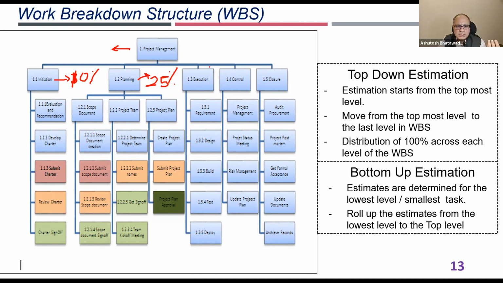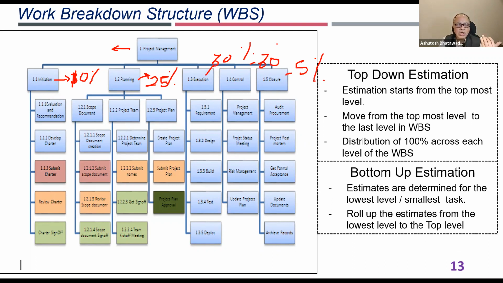And maybe 30% for, let us say, the design part of it, right? Something like that, you do it, and then maybe 30% for implementation, and 5% for what we call the final closure of the project. So you stack it down using a top-down estimation technique. So that is what is called a top-down estimation technique.